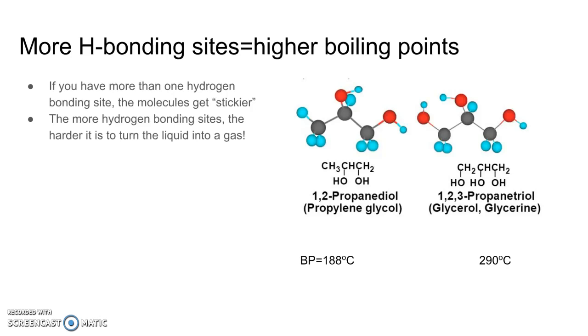Well, the boiling point of propylene glycol is 188 degrees Celsius, and then glycerol is 290 degrees Celsius. The only real difference is just putting another OH on there. You can see that here, where there's 2 on propylene glycol, and then there's actually 3 on glycerol.